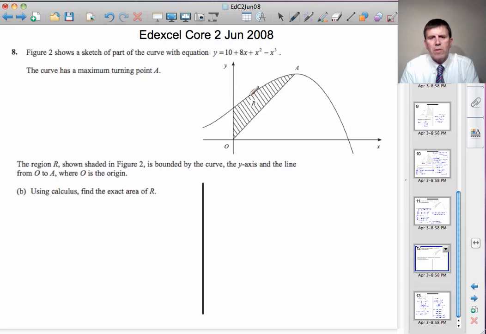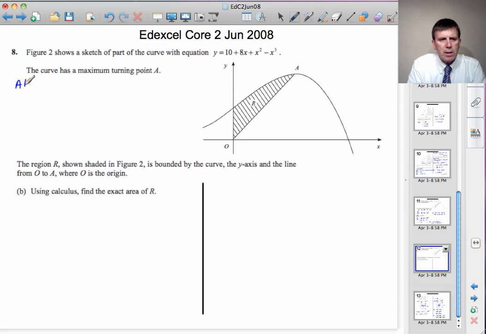Or we could use the fact that if you've got the area between two curves, or in this case a curve and a line, then it's just the integral of the difference of the y-coordinates at each point between x is 0 and x is 2 at the point A. In either case, I'll need to know the y-coordinate of the point A, so let's find that first.